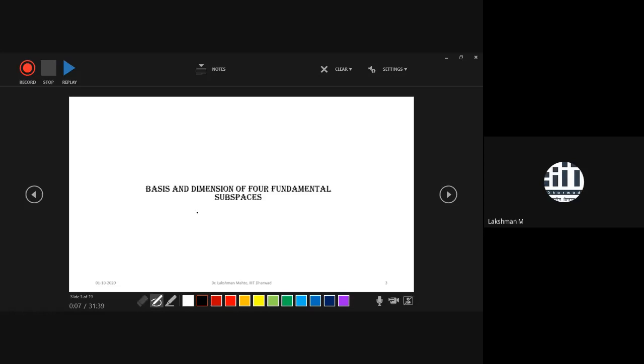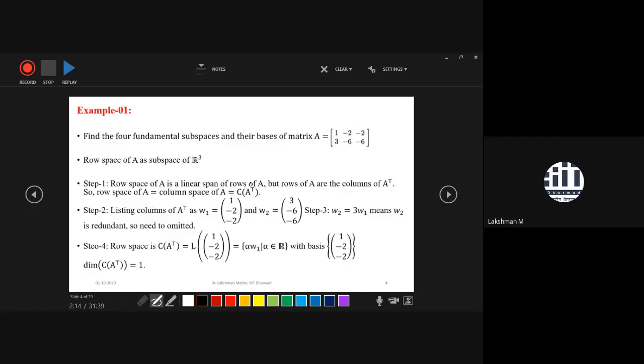Coming to the first part of this tutorial, I have taken one problem. Here you can observe a 2 by 3 matrix, that means there are 2 rows and 3 columns. First we would find the subspaces. How many possible subspaces are there? 4. The first subspace is the row space, the row space of A.